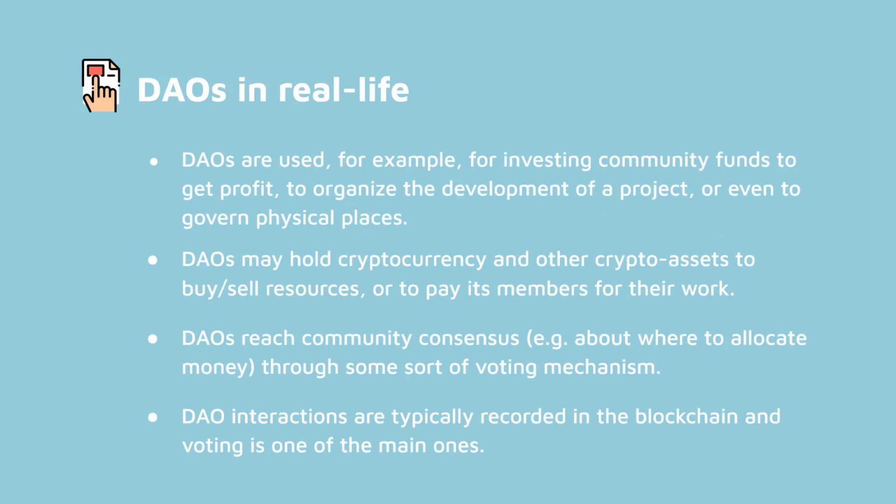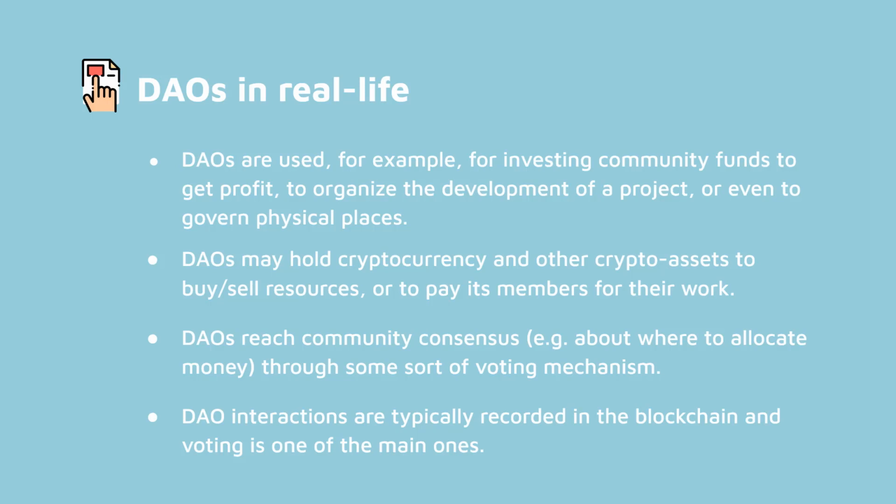In real life, DAOs are mostly used for investing or to organize the development of a project, typically software projects, but also to govern, for example, physical places or organizations. DAOs typically hold cryptocurrencies or other crypto assets and decide where to allocate them through some kind of voting mechanism.